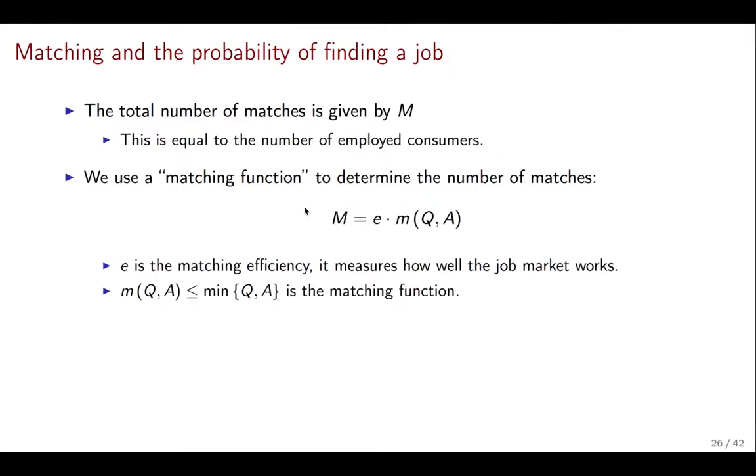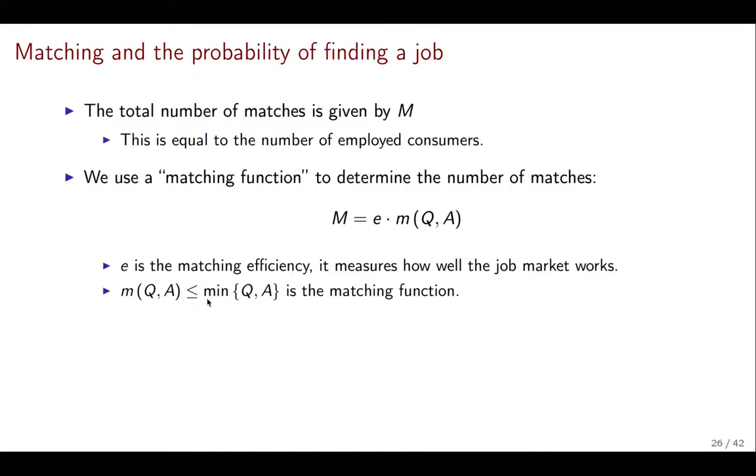Okay? The important fact here is we do need that the total number of matches is less than, and there should be an E here, I apologize for that. The total number of matches has to be less than the minimum of Q and A. You clearly cannot fill more vacancies than are posted and cannot employ more people than are searching for a job. And so in this case, we want this inequality to hold. If the inequality holds strictly, there are search frictions because you generated fewer matches than the maximum number of matches that you could have generated.